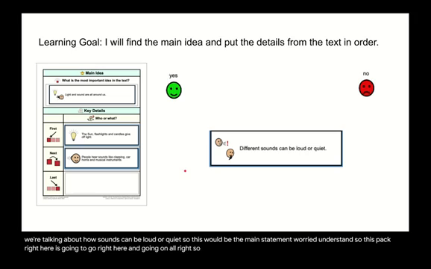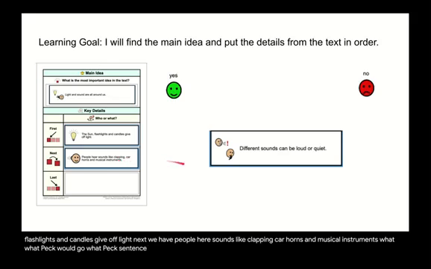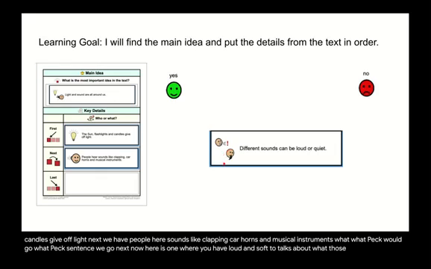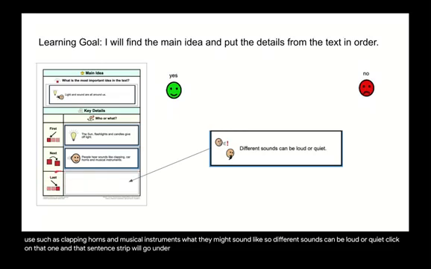All right. So last, what happened last in the story? So first we have the sun, flashlights, and candles give off light. Next, we have people hear sounds like clapping, car horns, and musical instruments. What sentence would go next? Now here's one where you have loud and soft. It talks about what those sounds that people use, such as clapping, horns, and musical instruments, might sound like. So different sounds can be loud or quiet. Let's click on that one. And that sentence strip will go under last.